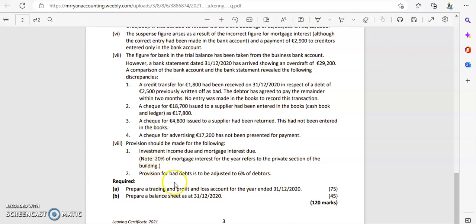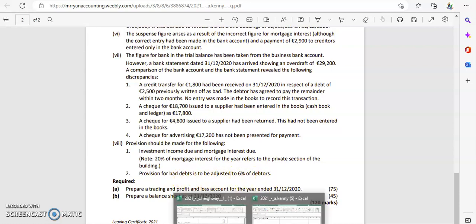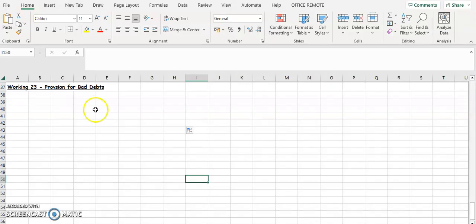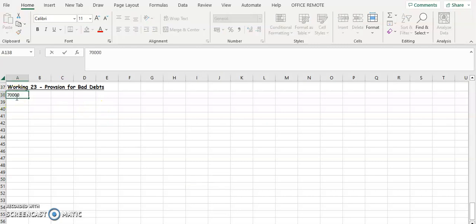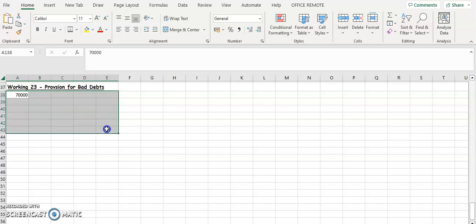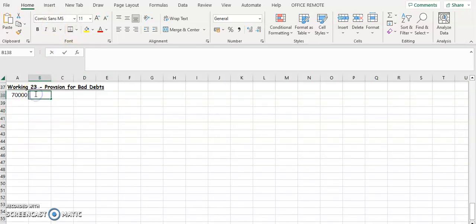Okay, so let's have a look at the final adjustment for Part 8 for 2021 Kenny. So provision should be made for bad debts to be adjusted at 6% of debtors. So we're going to take the updated figure from working 3, which is 70,000. We're going to multiply that then by our 6% to find what is the new provision.